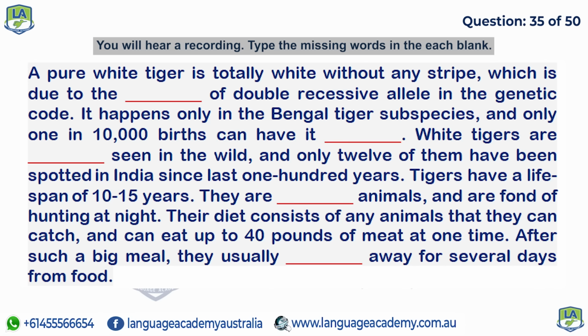A pure white tiger is totally white without any stripe, which is due to the presence of double recessive allele in the genetic code. It happens only in the Bengal tiger subspecies, and only 1 in 10,000 births can have it naturally. White tigers are rarely seen in the wild, and only 12 of them have been spotted in India since last 100 years. Tigers have a lifespan of 10 to 15 years.